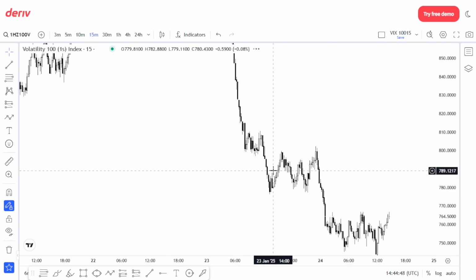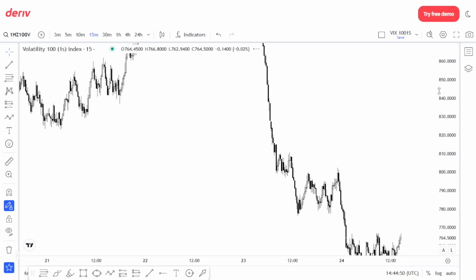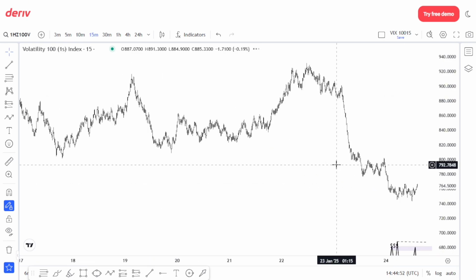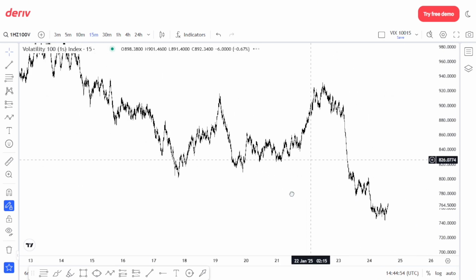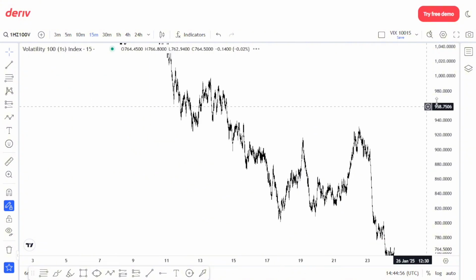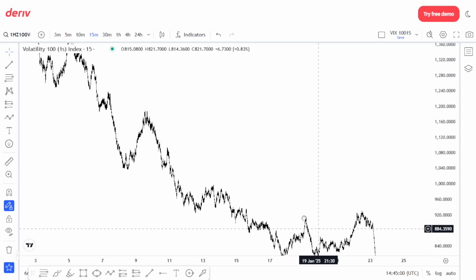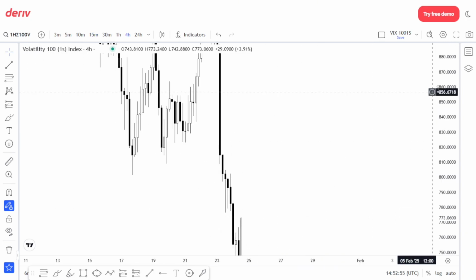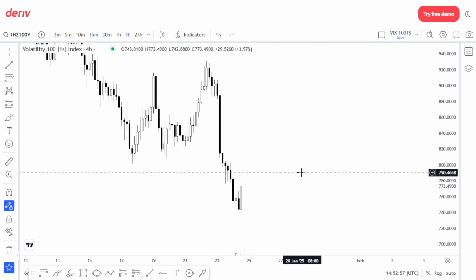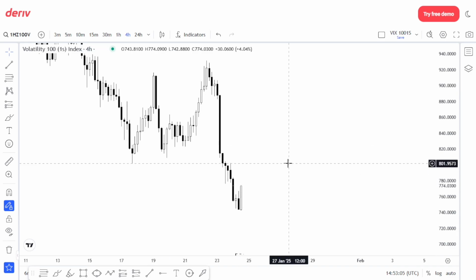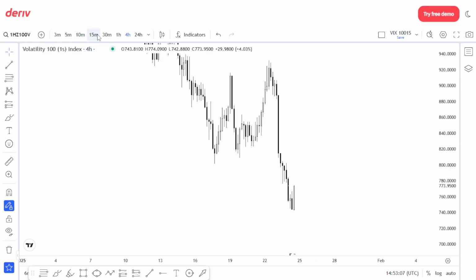Right here we see that this market is in a very powerful downtrend, and it's been in a downtrend for a lot of days. So what are you going to look for? On the 4 hour time frame, you identify the trend. After identifying the trend from the higher time frame, you can clearly see that this market is in a downtrend.